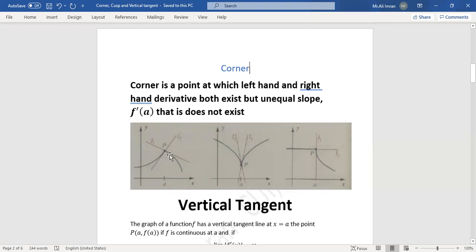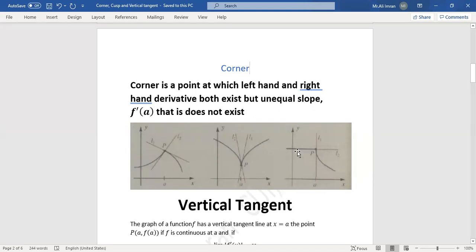Consider this graph as a function. In this graph, at point P, right hand derivative is L1 and left hand derivative is L2. Both are unequal. That's why this point is called corner. Consider the second graph. In this graph, right hand derivative has a slope L1 and left hand derivative has slope L2. Both slopes are unequal. That's why we cannot find derivative at this point P. So this point is called corner.